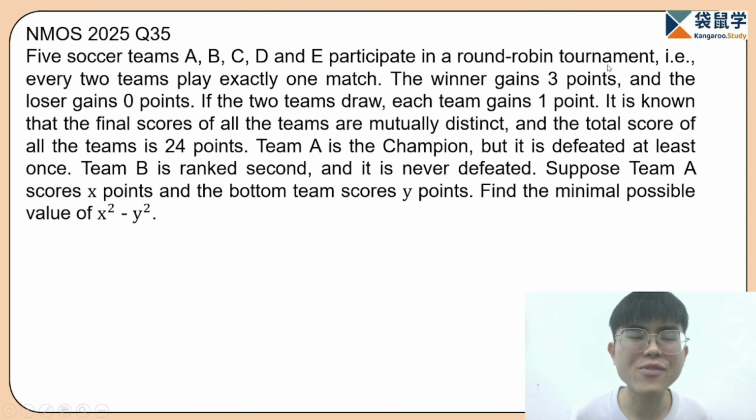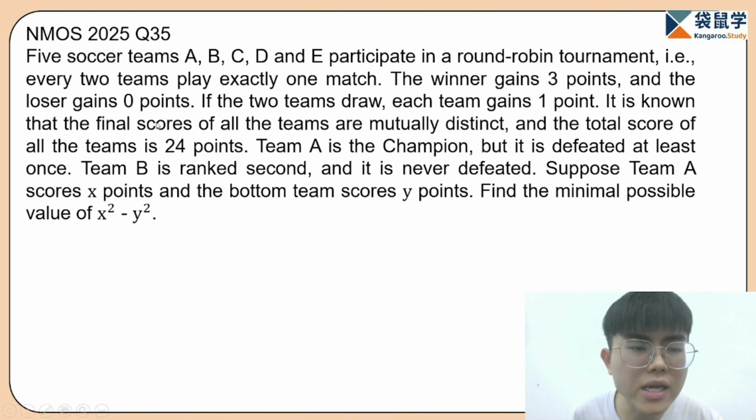So do you guys know what is a round-robin tournament? This means that every team will play against each other exactly one game. Then the winner will gain 3 points and the loser will gain 0 points. If the two teams draw, each team will gain 1 point.